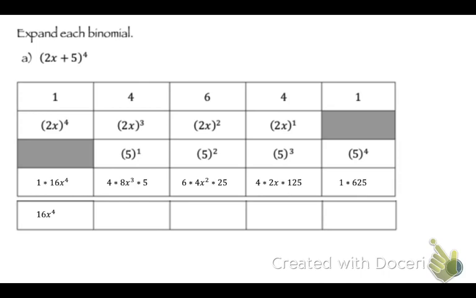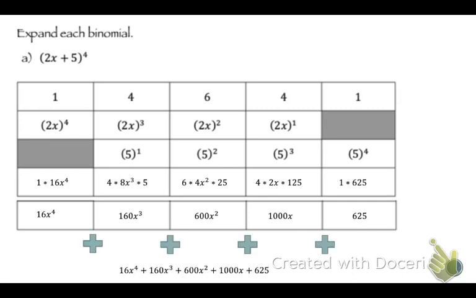Let's finish multiplying these out. So that's 16x to the fourth. 4 times 8 times 5 is 160, x cubed. 6 times 4 times 25 is 600, x squared. 4 times 2 times 125 is 1,000x. And 1 times 625 is 625. Put those plus signs, and so our final answer is 16x to the fourth plus 160x cubed plus 600x squared plus 1,000x plus 625.